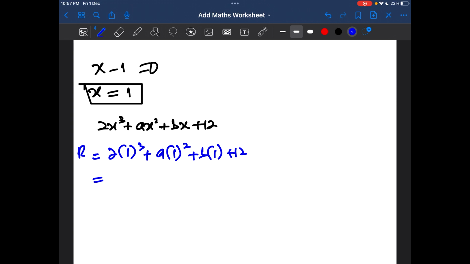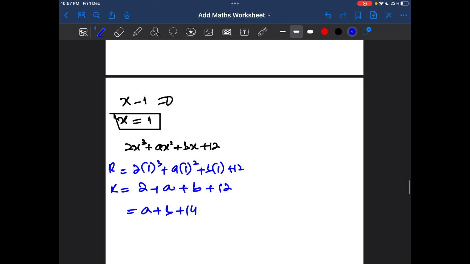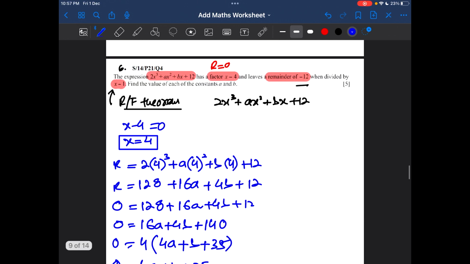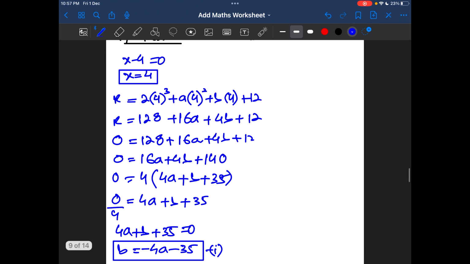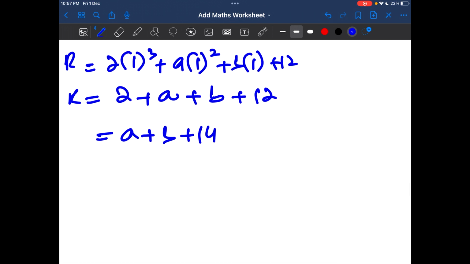1 cube is 1, 2 ones are 2. 1 square is 1, a into 1 is a. b into 1 is b. And then minus 12. So 2 plus a plus b minus 12, that is a plus b minus 10. The remainder over here, as they have said, is minus 12 now. So I'm not putting 0 over here, I'm putting minus 12 here.